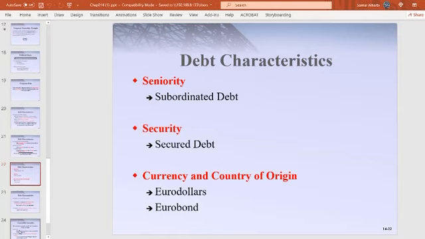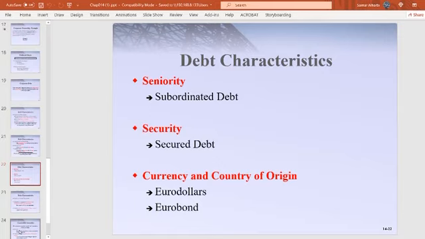Okay, currency and country of origin. Like in current times, people can borrow from all over the world, right? So Australian companies may go to the UK, UK companies go to the US, US companies go to South Africa. Wherever they find the cheapest money, they will borrow money from there because you have to pay interest on it, right? So you can take debt from different markets.